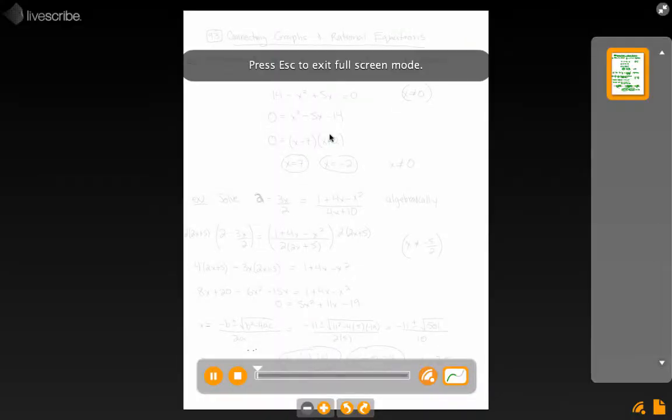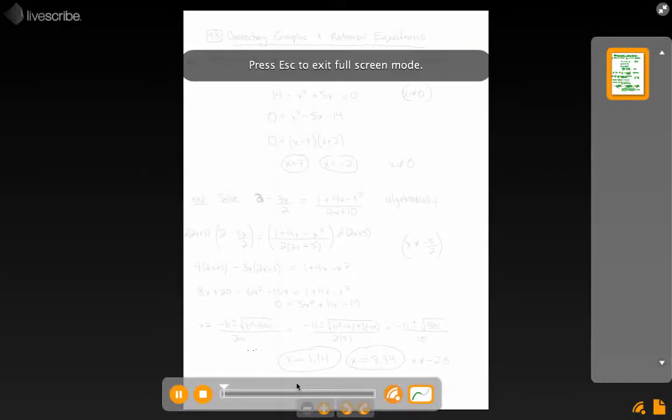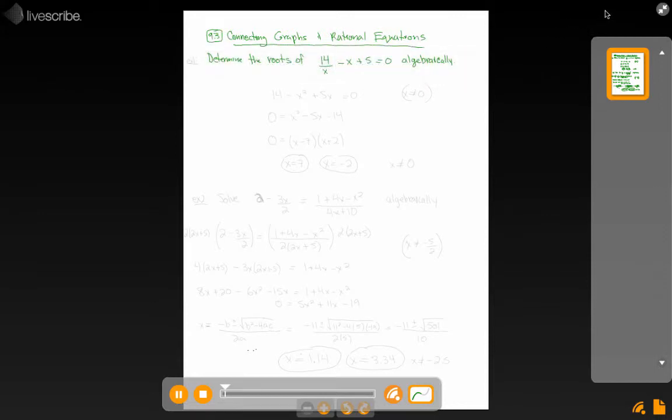This example comes out of section 9.3, connecting graphs and rational equations. So in this question, we're asked to determine the roots of this equation, 14 over x minus x plus 5 equals 0, algebraically. I'll focus on algebraically for the remainder of my examples just because I'm pretty confident by this point of the course you guys are able to graph and find solutions by finding intersections or by finding x-intercepts.